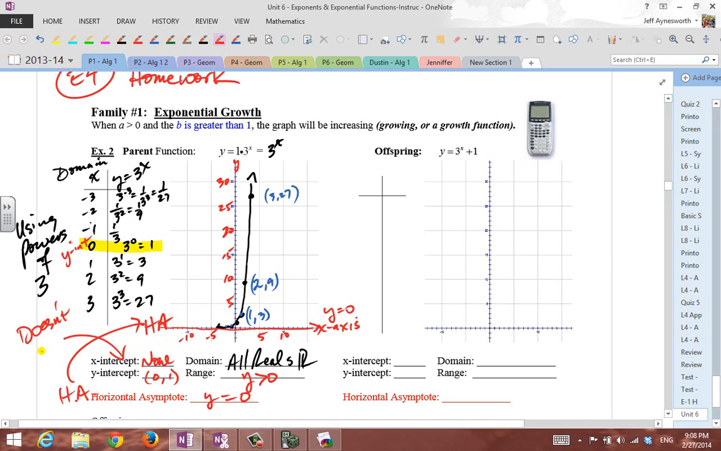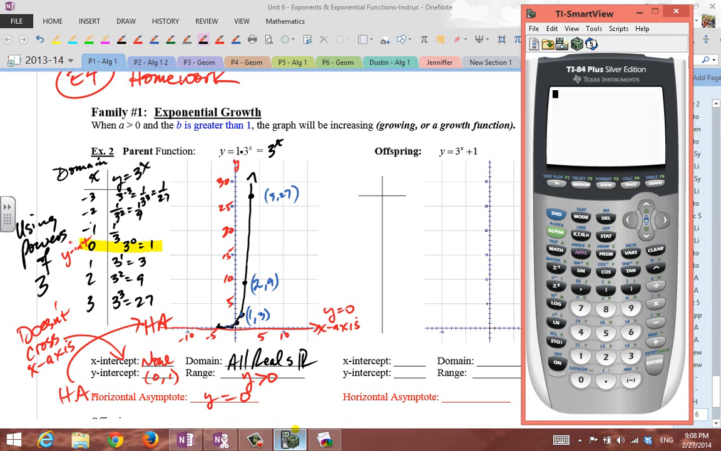The x-intercept: there isn't any, because it doesn't cross the x-axis. That's an important point right there. And if it doesn't cross the x-axis, it can't have an x-intercept, guys. It's impossible. X-intercepts are where the function crosses the axis. It has a y-intercept because it crosses the y-axis, but it doesn't have an x-intercept. So remember that. On your calculator, you're going to hit y equals, and you're going to enter 3 to the power of x, and adjust the window before you do that.